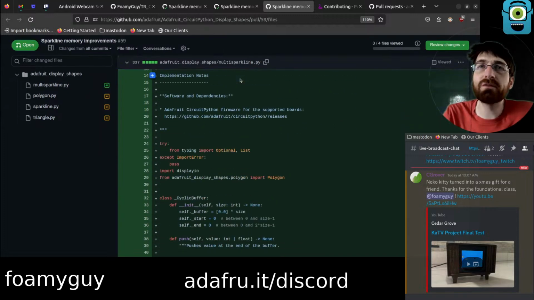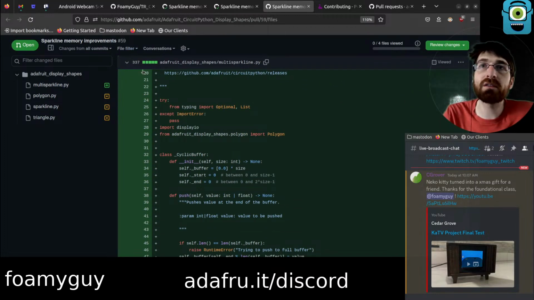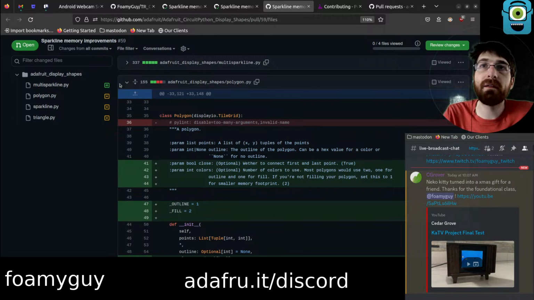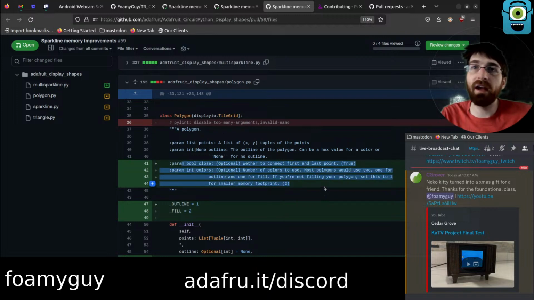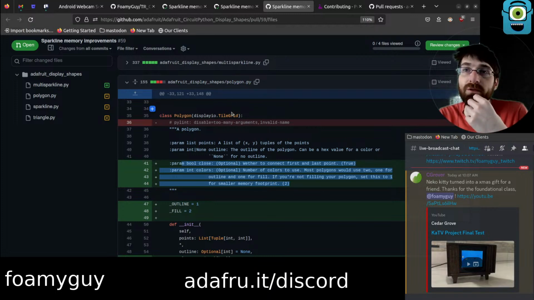Although this is a new, so this is new multi-sparkline, is it? Polygon. Oh, nice. They went back and added docs to Polygon. That's unrelated to Sparkline specifically, but yeah, that's cool. Doc strings, looks like it was missing a couple.